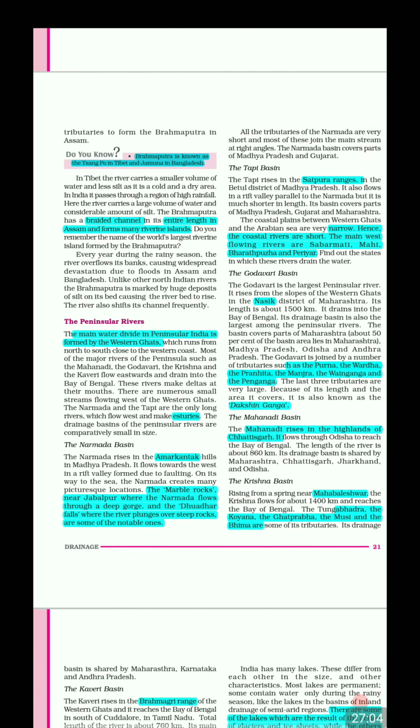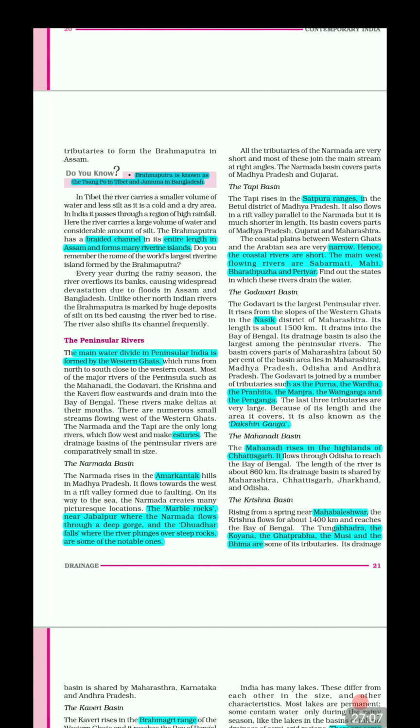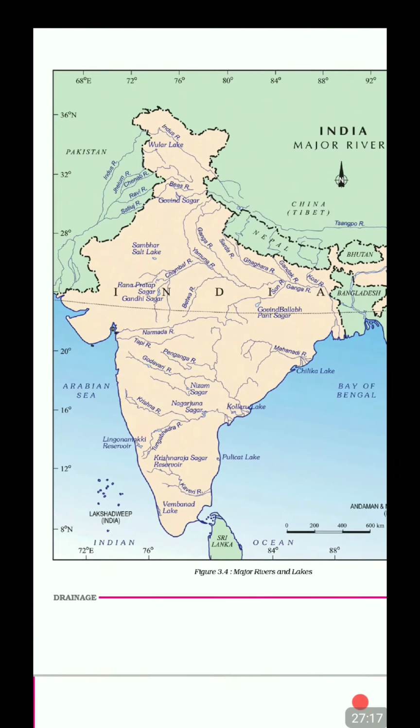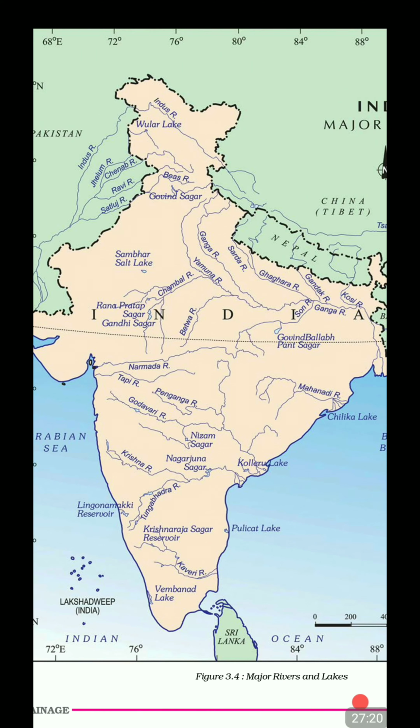Next we move to the peninsular rivers. The main water divide in peninsular river is formed by the Western Ghats. Okay, let's see the peninsular rivers. Right. So the peninsular rivers, they are not perennial as it is seen in the Himalayan rivers, right? We will divide the peninsular river again in two parts: the Arabian Sea flowing river and the Bay of Bengal Sea flowing river. So the first river, see, we have to remember the trick.